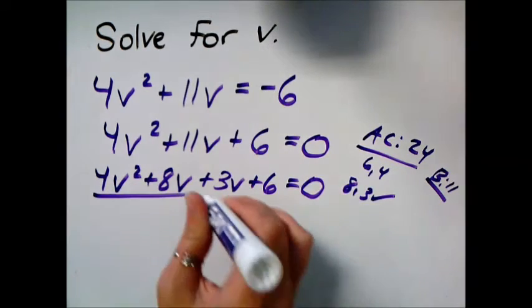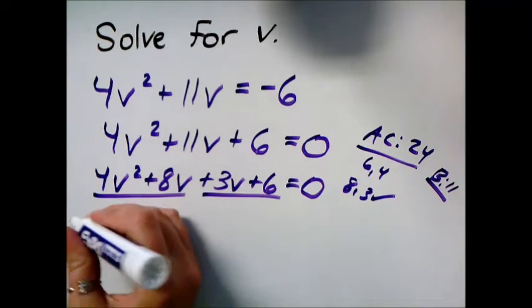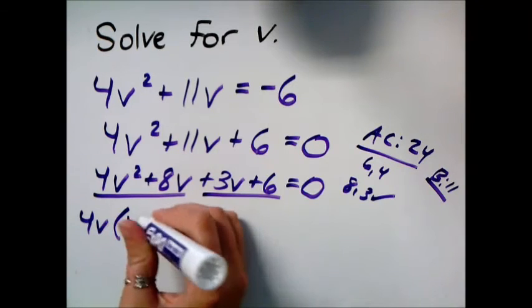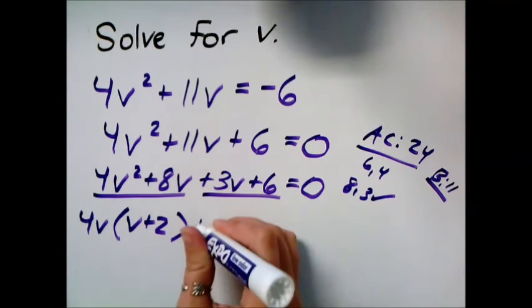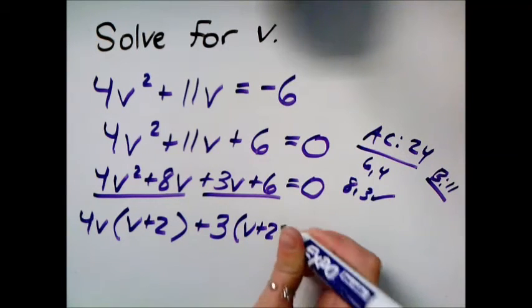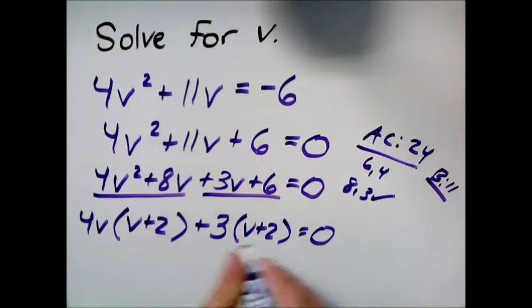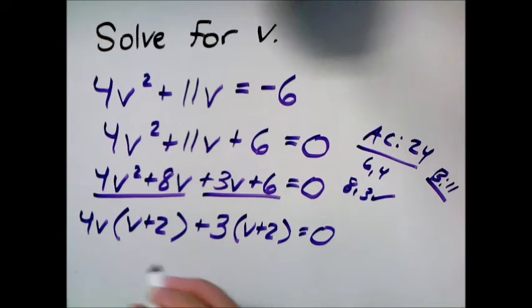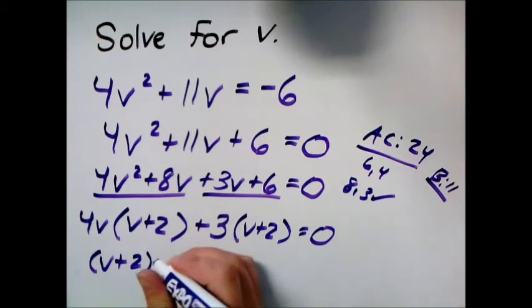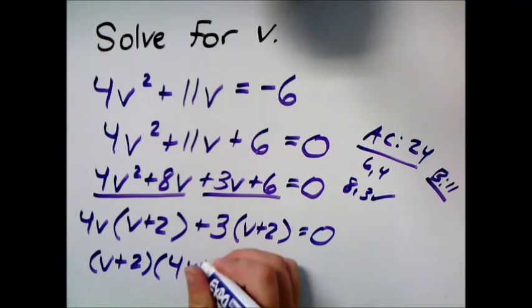And so now I can factor something out of these two and something out of these two. So 4v squared and 8v, I can factor out 4v, and I'm left with v plus 2. And the next one I can factor out 3, and I'm left with v plus 2. I feel good, like I've done it right, because I see that v plus 2 is a common factor, matches up. So I know one of my factors is v plus 2, and the other one is 4v plus 3.